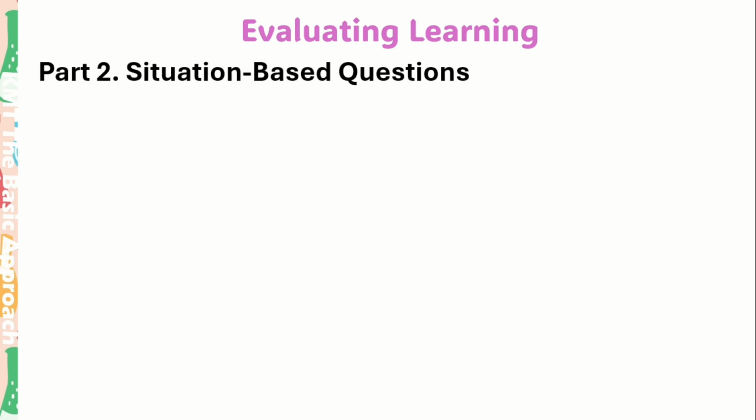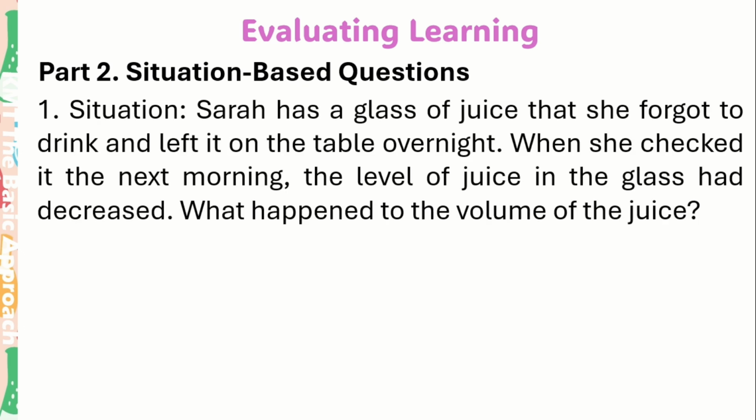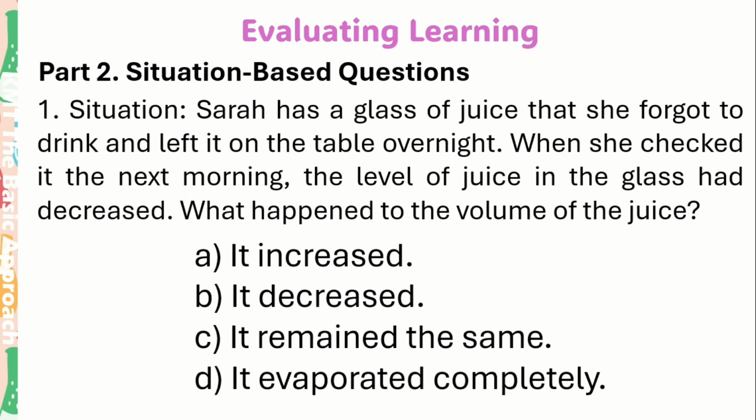Part 2. Situation-based questions. First situation. Sarah has a glass of juice that she forgot to drink and left it on the table overnight. When she checked it the next morning, the level of juice in the glass had decreased. What happened to the volume of the juice? A. It increased. B. It decreased. C. It remained the same. D. It evaporated completely. What is the correct answer? Good job! The correct answer is letter B. It decreased.